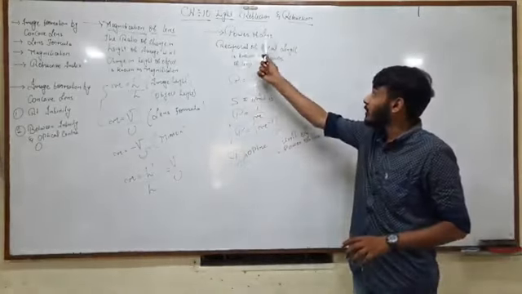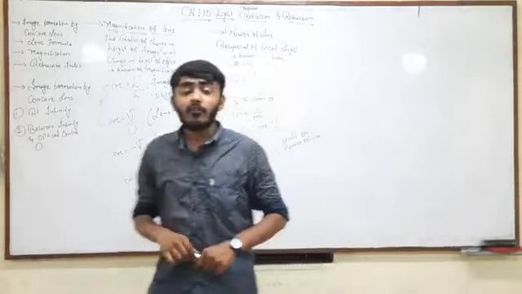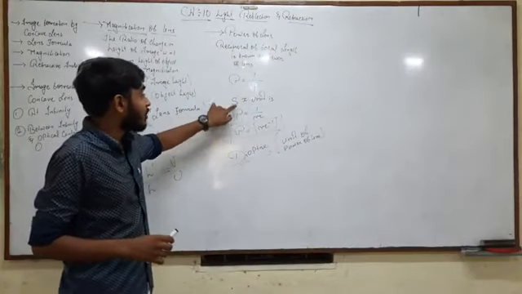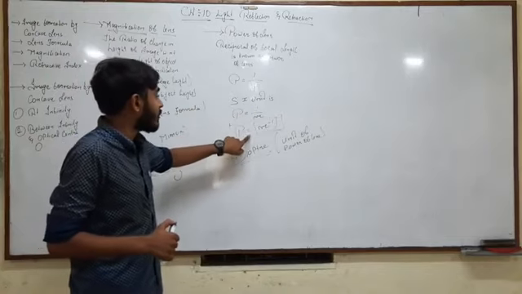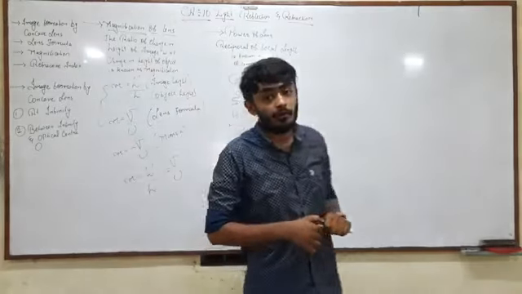So power of lens will be the reciprocal of the focal length. P is equals to 1 upon f. Focal length is always measured in units of meter. So the SI unit will be 1 upon m, and so P is equals to m inverse, also known as diopter. That is the power of lens.